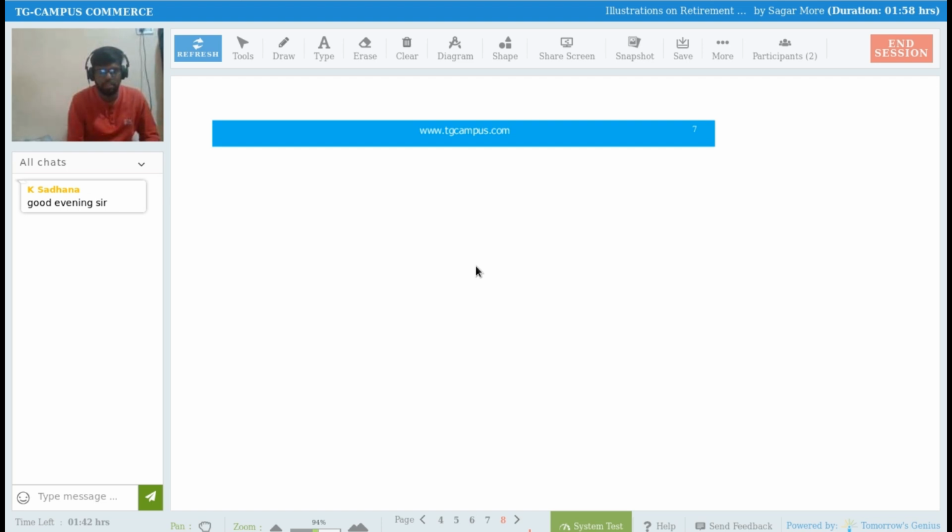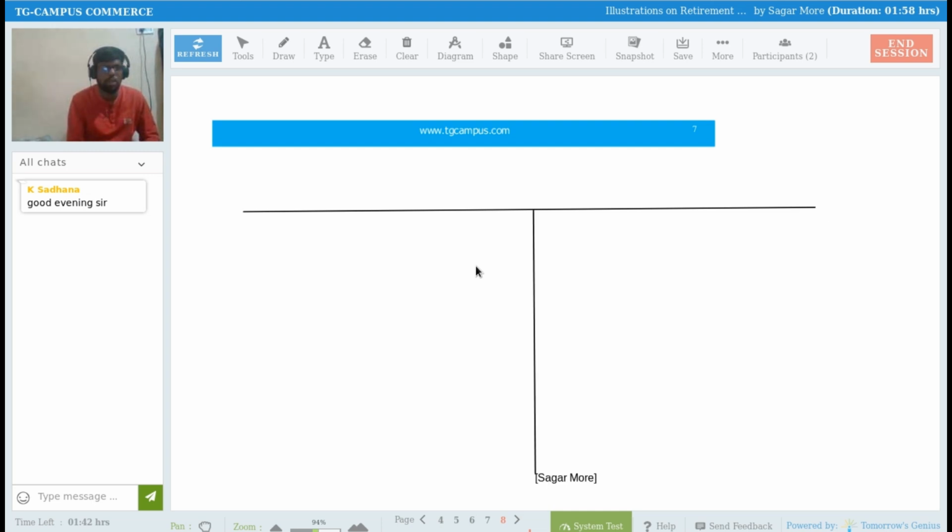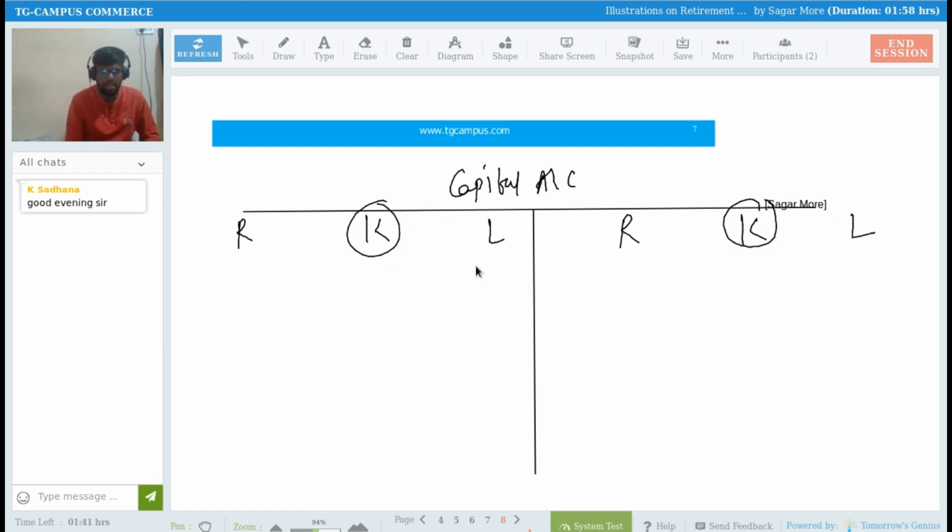I am drawing the capital account for you. How are you going to solve it in practice if this adjustment is there in a 6-mark question? See, I have prepared the capital account: Rohit, Kale and Lokesh. Kale is retiring from the firm.